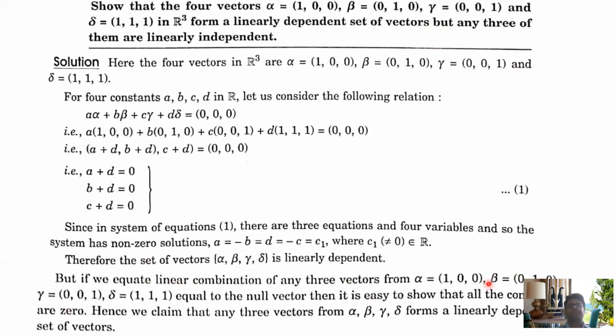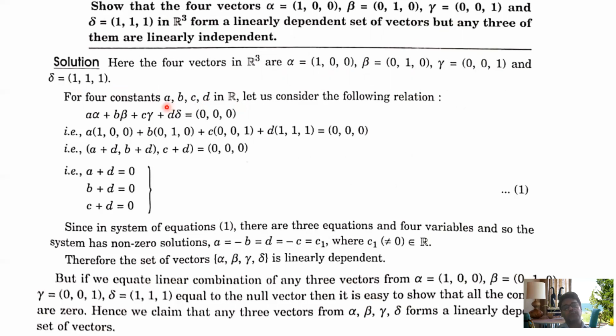Now next question: show that the four vectors (1, 0, 0), (0, 1, 0), (0, 0, 1) and (1, 1, 1) form a linearly dependent set of vectors, but any three of them are linearly independent. Let's see. Here four vectors of R^3 are alpha (1, 0, 0), beta (0, 1, 0), gamma (0, 0, 1), and delta (1, 1, 1). Clear? Just like previous. So here is a three-dimensional problem, and the last one is a four-dimensional problem.